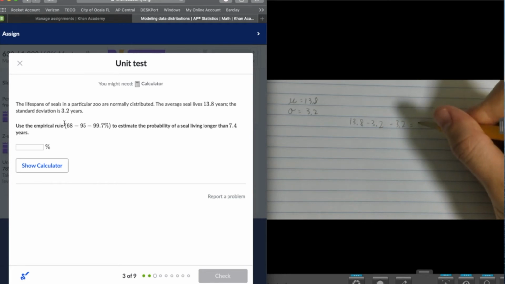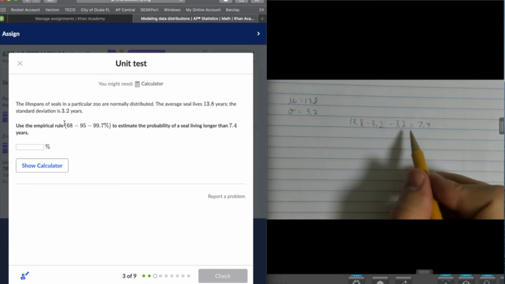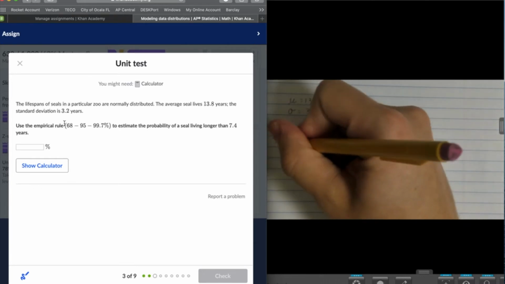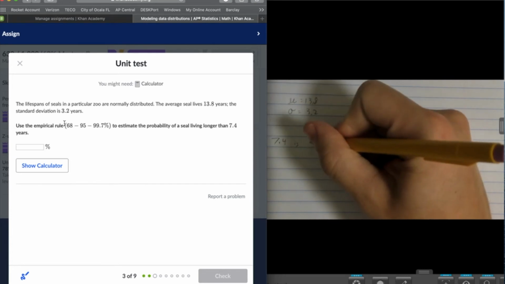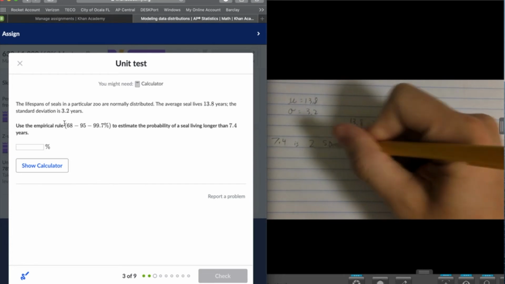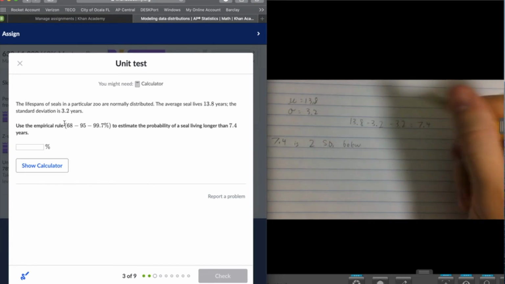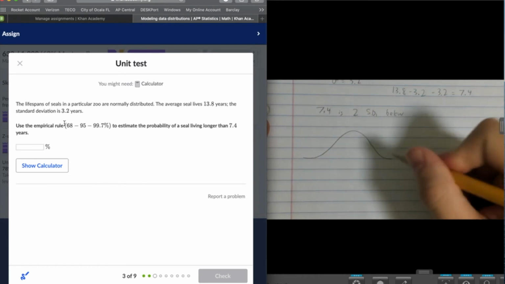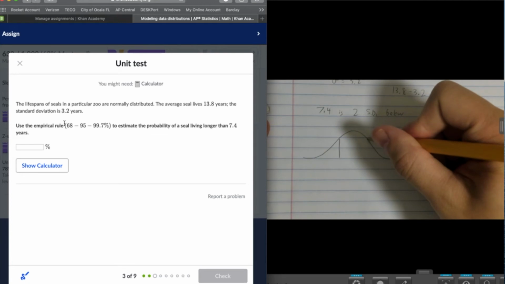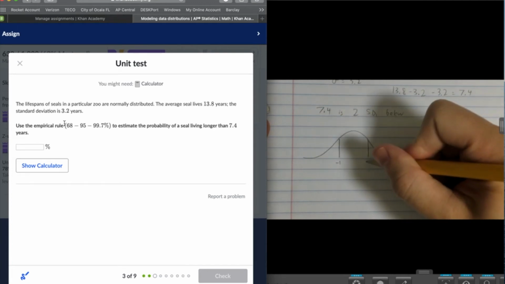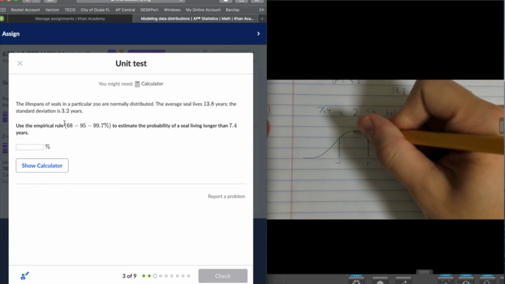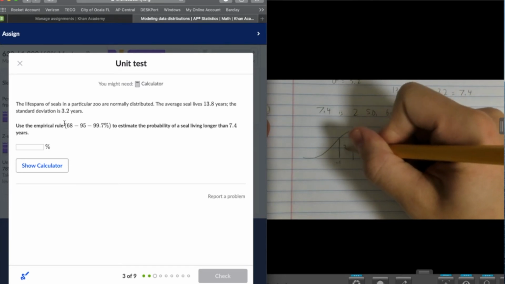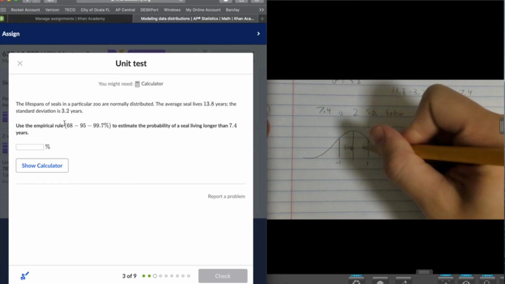twice. All right, so in other words, what that means is 7.4 is 2 standard deviations below. And so what I'll do is I'll draw out this picture for you. Now this would be -1 standard deviation, plus 1 standard deviation. The idea is there's 34% on either side.